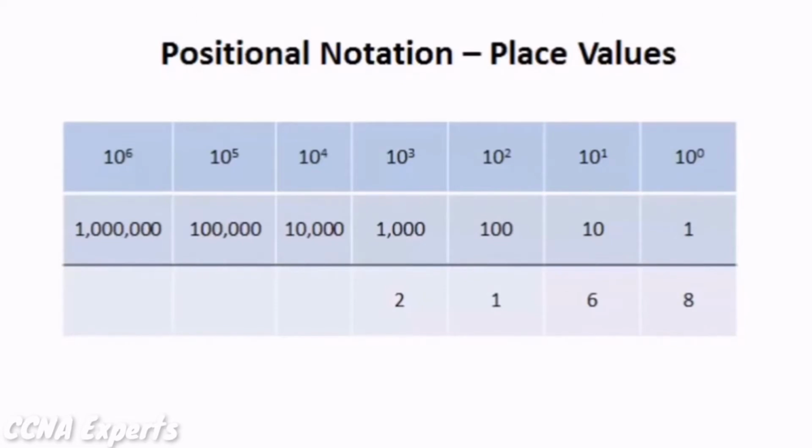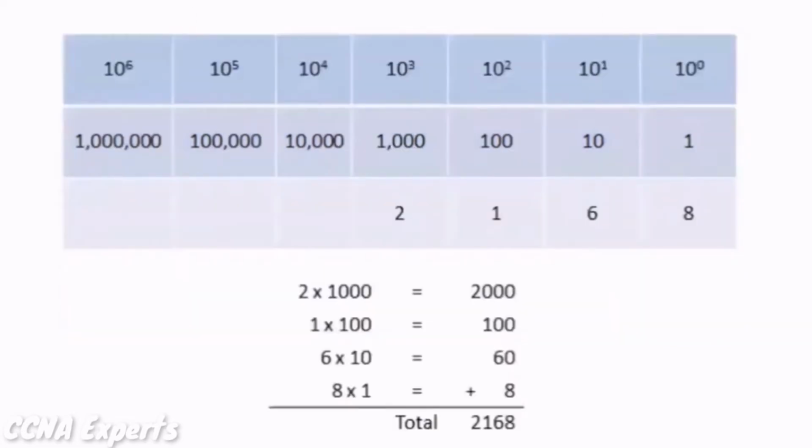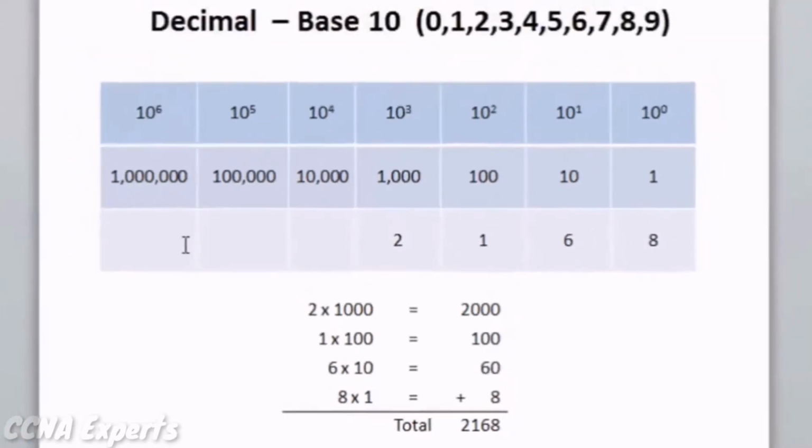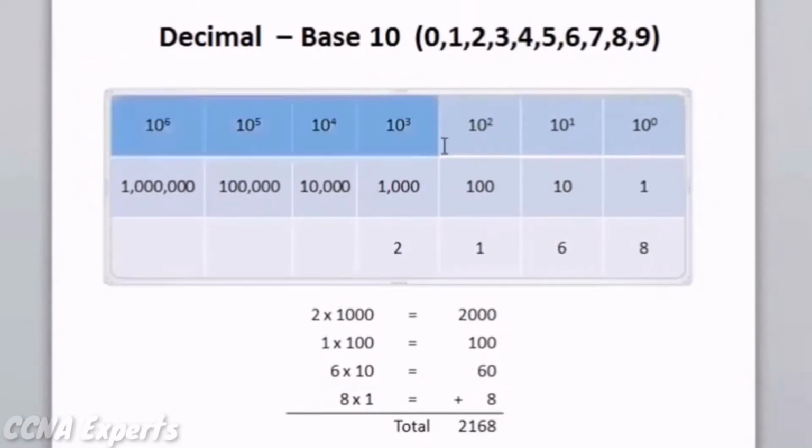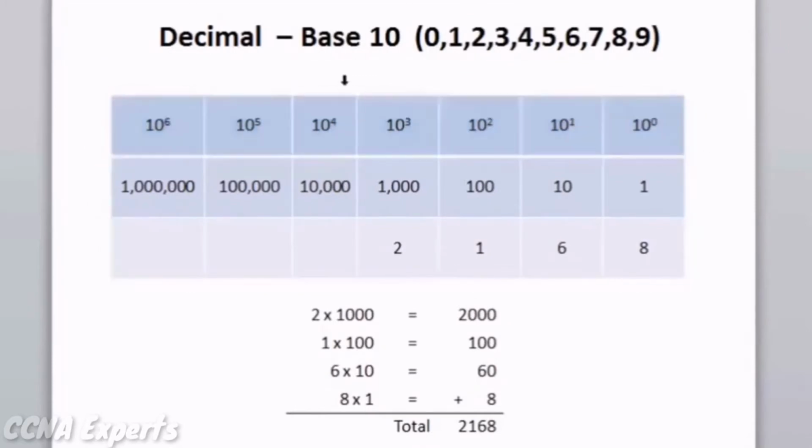If we look at the number 2,168 then, in long form, we can see that effectively we have 2 1,000s, 1 100, 6 tens, and 8 ones, and 2,000 plus 100 plus 60 plus 8 totals 2,168. This is the type of counting and addition that we learn as children. The decimal system is base 10. It's based on the fact that you have powers of 10, but more importantly, you have 10 characters or 10 numerals in this counting system, from 0 all the way up to 9.